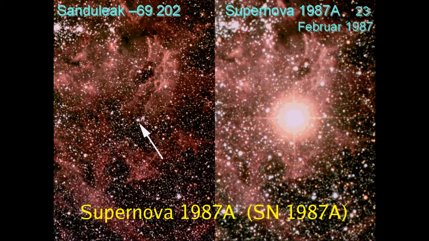And this was the very first case where we knew the progenitor star, Sanduleak -69 202. And this star was a blue supergiant, astonishing at that time. Now we have more supernovae which had a blue supergiant as a progenitor. And here you see the supernova on the right-hand side, which exploded on February 23rd, 1987.